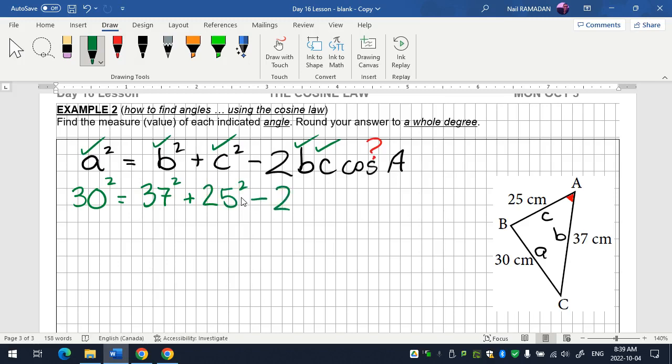And what did we say yesterday? You can put a multiplication sign, but what's a better way? Put brackets. It's cleaner and nicer. So a bracket with 37 in it, another bracket with 25 in it.